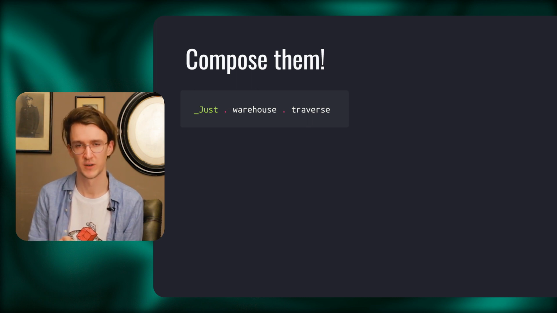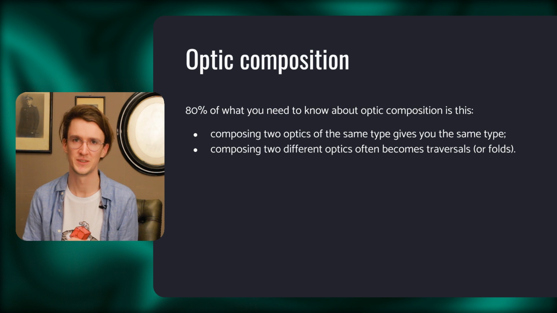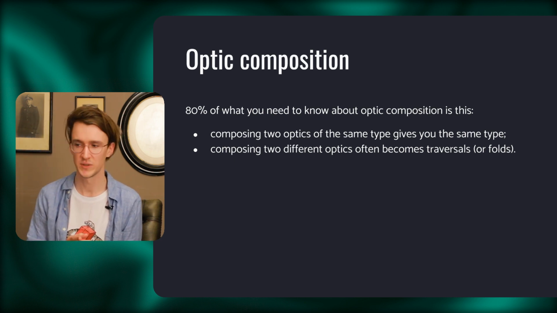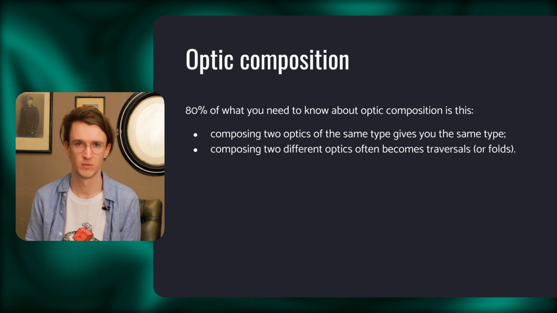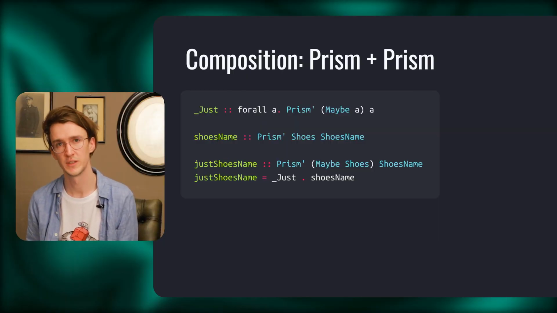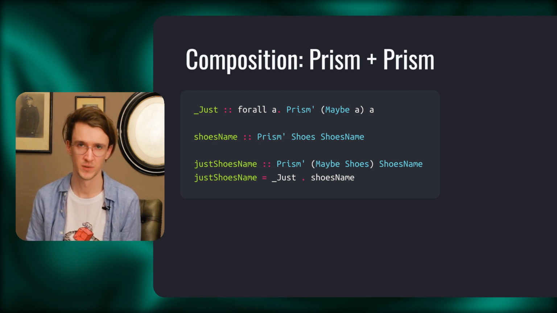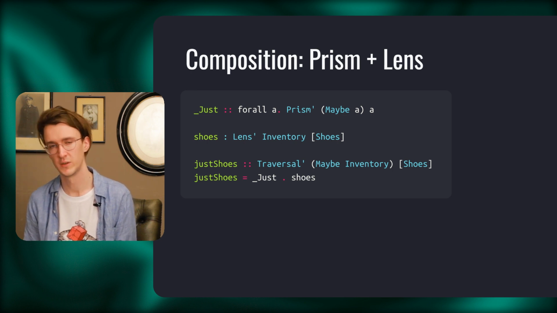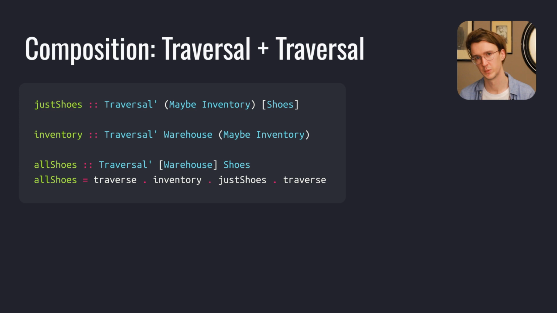just part of Maybe. 80% of what you need to know about optics composition is this. Composing 2 optics of the same type gives you the same optic, but composing 2 different optics will probably give you a traversal or a fold. This is meant to be encouraging and simple, and if you don't like oversimplifications, there are multiple precise cheat sheets on the internet that you can find by Googling it. Let's look at a couple of examples. When you compose 2 optics of the same type, for example Prism, you get the same optic. When you compose a lens and a traversal, you get a traversal. We can push it even further with more traversals.